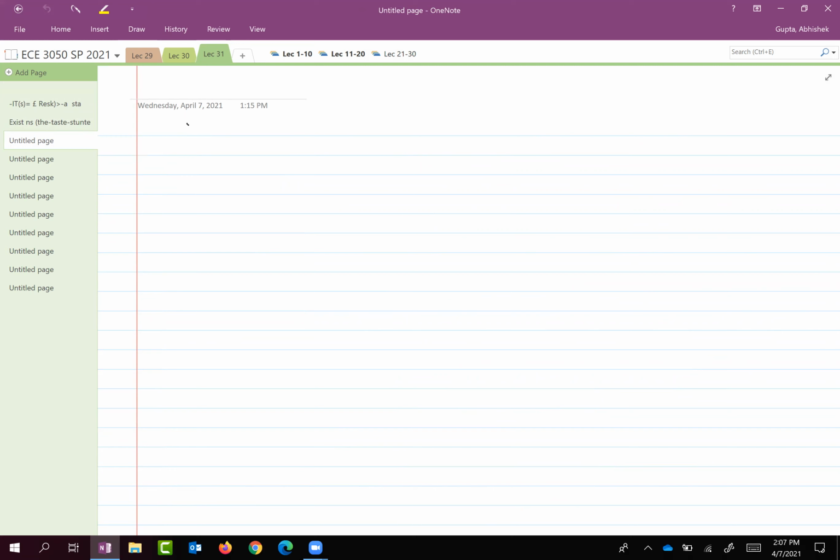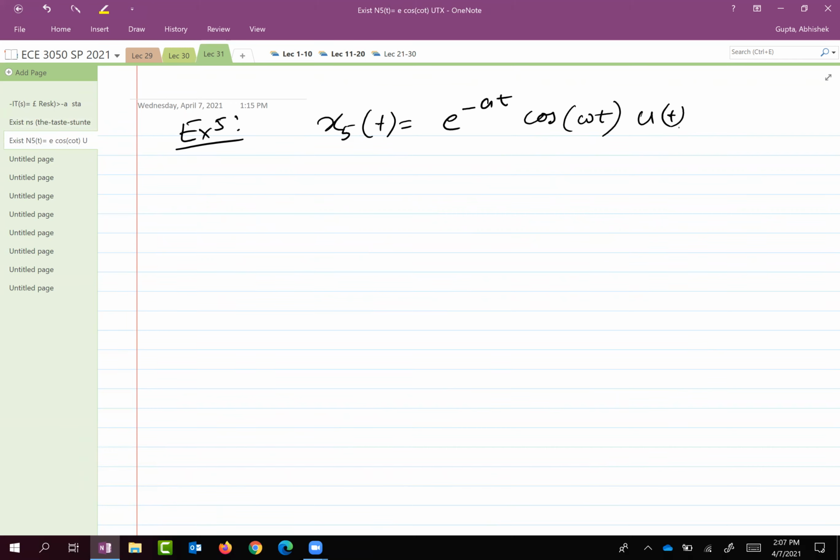So this example is x5 of t is e raised to negative at cos omega t u(t). No, omega is already used. I need to put some other number here. Let me just put bt. Okay, that's fine. a and b are some constants. Now we need to find the Laplace transform of this signal.